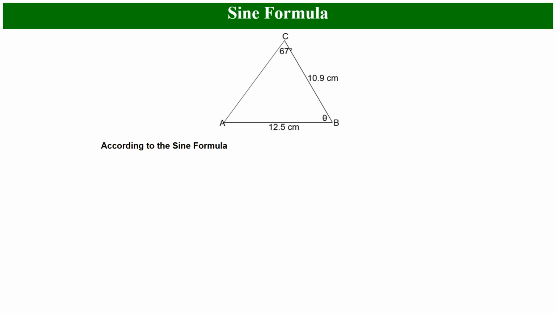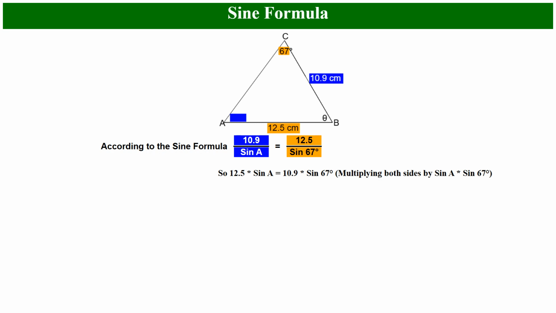What you should have is 10.9 divided by sine of angle A opposite the 10.9. And that's equal to 12.5 divided by sine of the opposite angle, 67 degrees. And now cross multiply or multiply both sides by sine A, sine 67 degrees, and we get this line. And now look up sine 67 degrees on a calculator, it's that, and do that multiplication again on the calculator, and we get this, 10.0335.